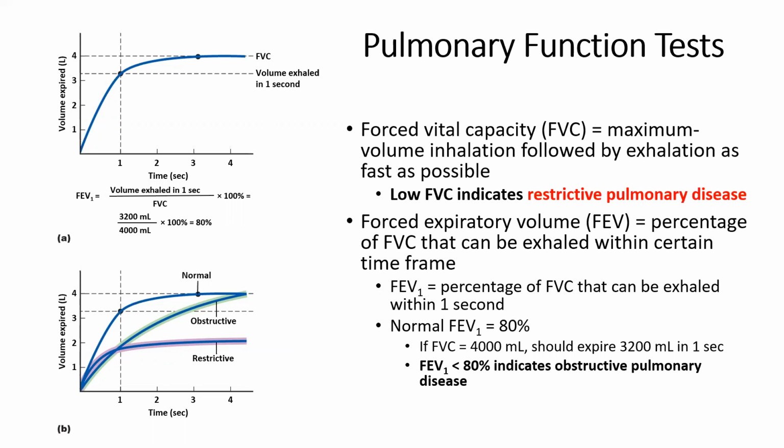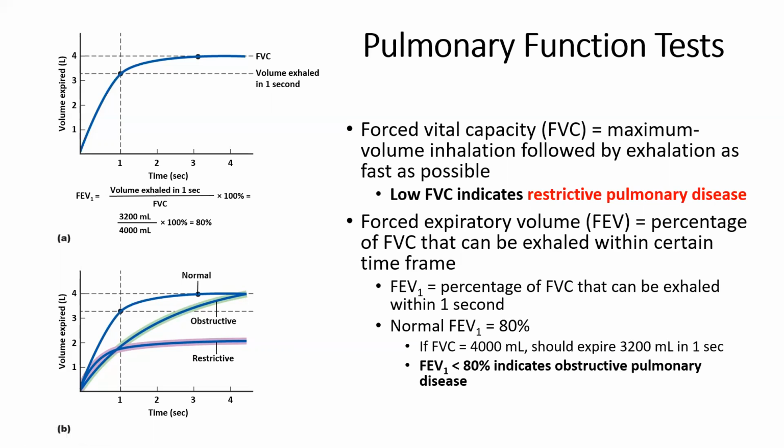Now, typically in you or I that have healthy, normal lungs, that'll be 80%. So we can expire or exhale 80% of our forced vital capacity in 1 second. And if we think about the actual volumes here, if our forced vital capacity is about 4,000 milliliters, we should be able to quickly expire about 3,200 milliliters of that in 1 second. So 80% of that total forced vital capacity.